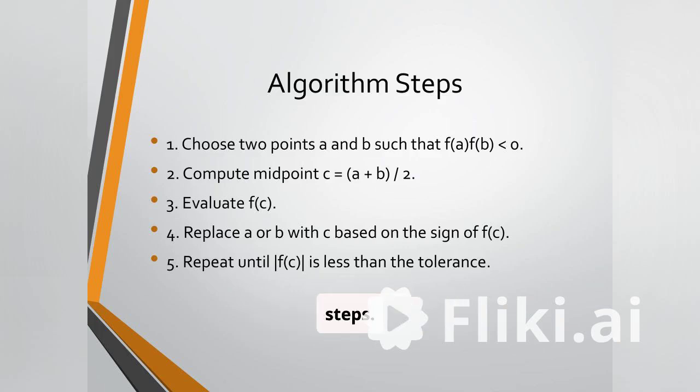These are the algorithm steps. Note the sign change. Choose two points a and b. Make sure f(a) times f(b) is less than 0. This confirms the root lies between a and b.